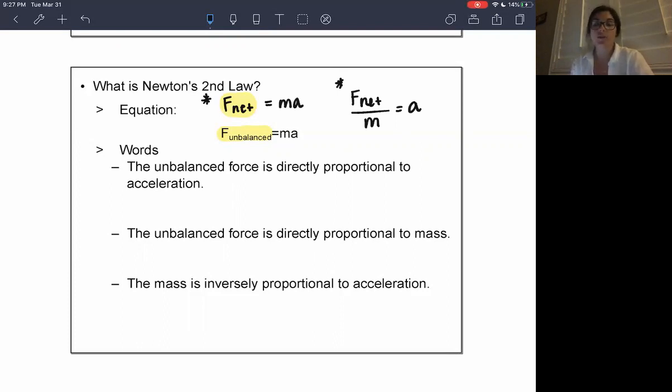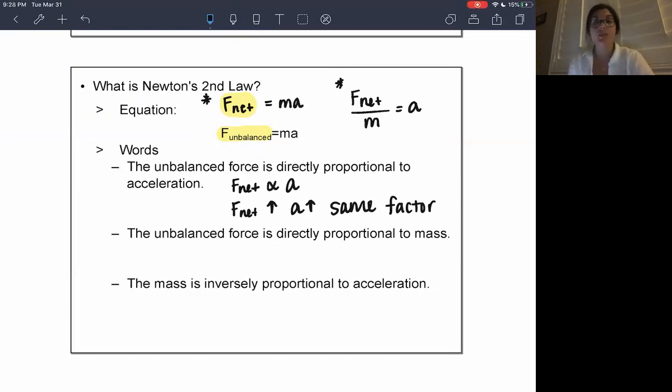So in words, what does Newton's second law mean? Net force, your unbalanced force, is directly proportional to your acceleration. You could write this using this notation. That notation was me saying that net force is directly proportional to acceleration. What that means is that if net force increases, acceleration is going to increase by the same factor. So if I double net force, I'm going to double acceleration. And that makes sense.